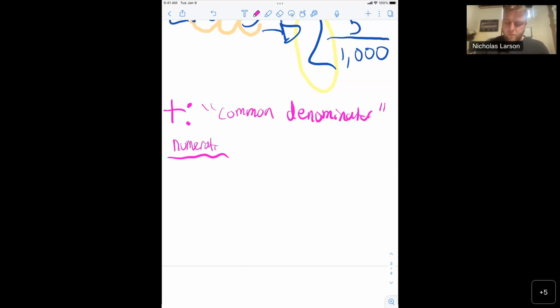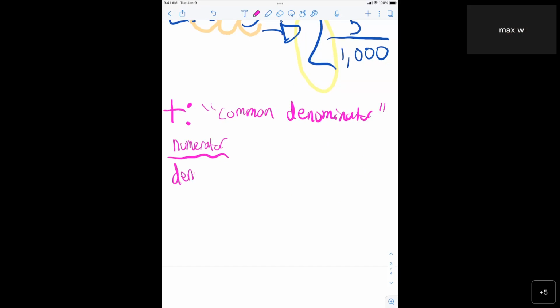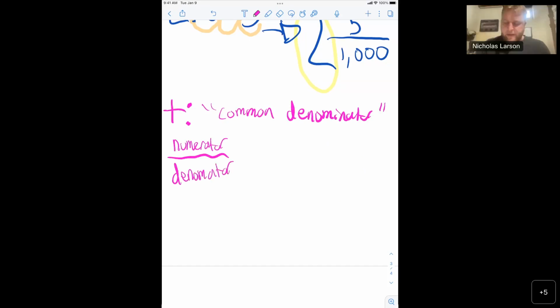Is it like the bottom? It is the bottom, and that word common means it is the same, okay? So we've got our numerator on the top, the denominator on the bottom. When we add or subtract, because really the rules are the same, so we'll combine this, we need this common denominator to be the same.